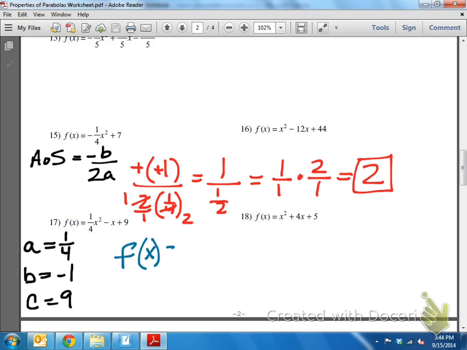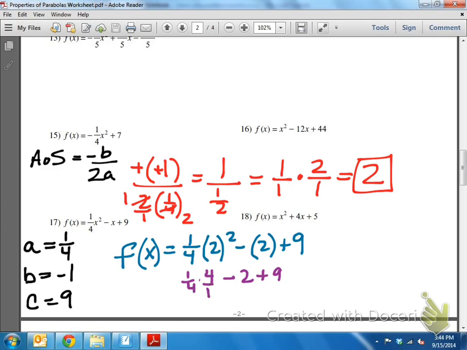F of x equals 1/4 times 2 squared minus 2 plus 9. Order of operations tells me to do exponents first, so 2 squared is 4. So I'm going to have 1/4 times 4 minus 2 plus 9. Now, let's go ahead and put that invisible 1 under 4. And then by looking at this, can you see that we can cross-reduce here at this point? 4 over 4 equals 1. So I'm going to have 1 minus 2 plus 9.